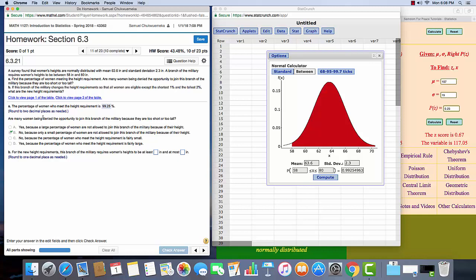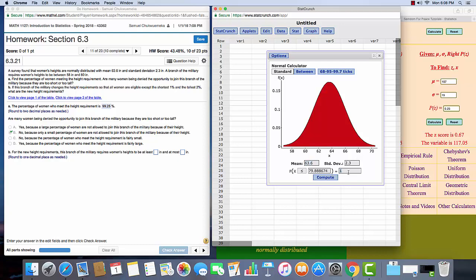Okay, the value of the variable is a better syntax to use, a better word to say. We are not dealing with IQ scores. We are now dealing with height requirements. So the variable is the height, and they're asking us for the value of those heights, the new heights. But the shortest 1% will not be eligible, and the tallest 2% will not be eligible. Excuse me. So we're going back to standard here. Click standard. And the mean is 63.6. The standard deviation is 2.3.